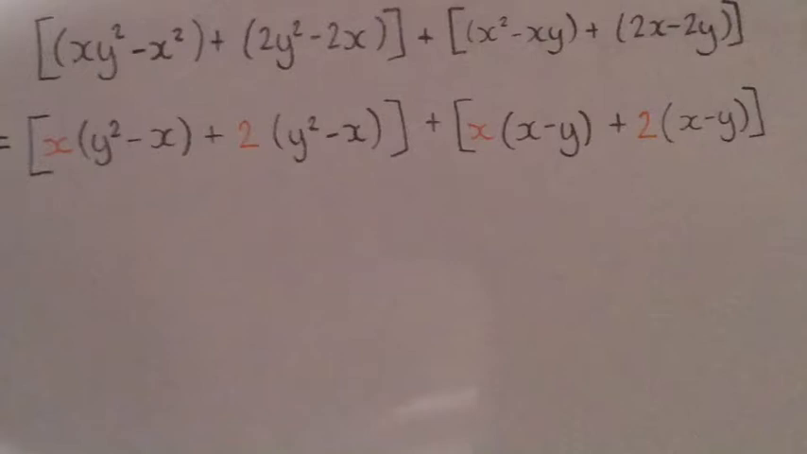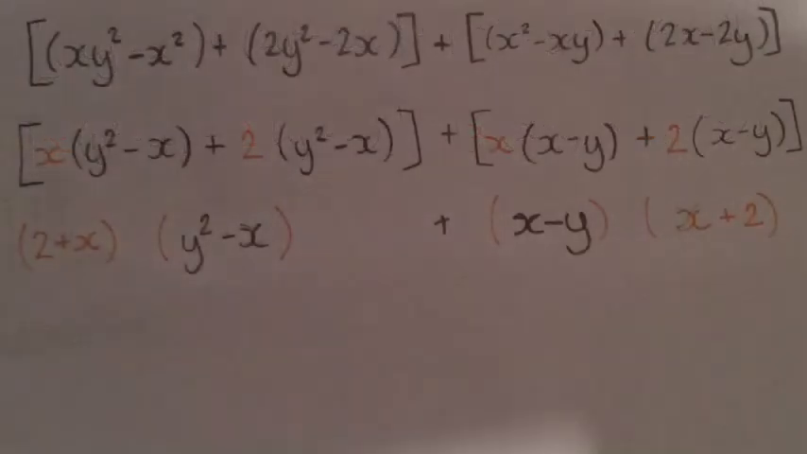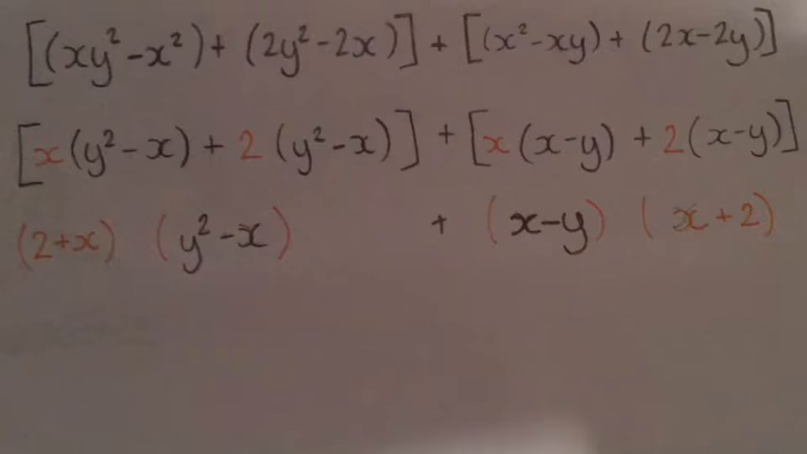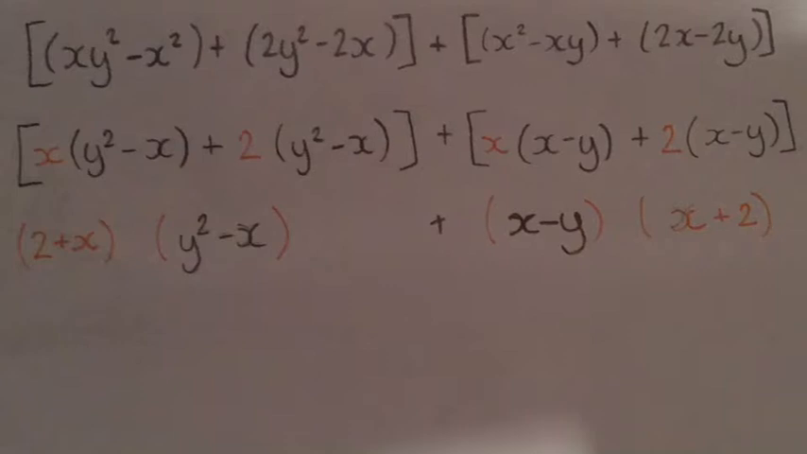Altogether in the second set of brackets, you should have x bracket x minus y bracket plus 2 bracket x minus y bracket. In this next step, we're going to take a look at our first set of brackets again. Take your orange x and your orange 2. We're going to add those together inside of their own set of brackets. Beside them, we're going to multiply another equation inside of a pair of brackets. This equation inside of these pair of brackets is going to be y squared minus x.